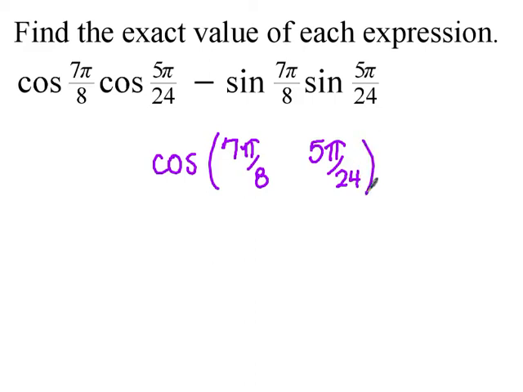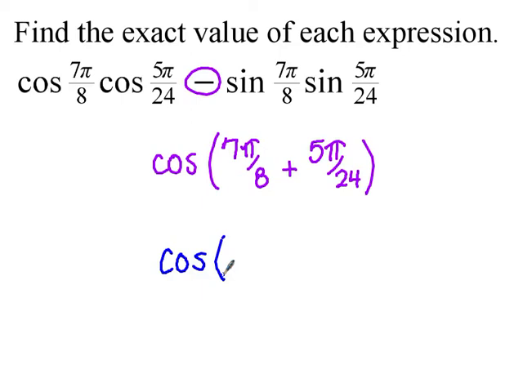Now I need to decide, am I going to add those two angles or subtract those two angles? You're going to add because cosine is opposite. Remember, cosine is the one that's the opposite. So now what I need to do is I need to add those two angles together.